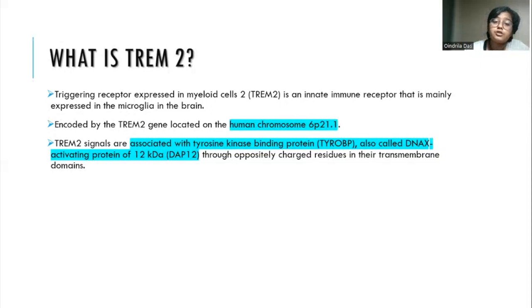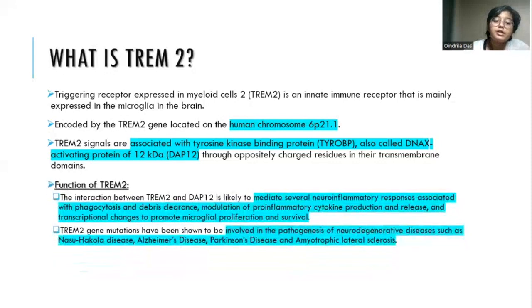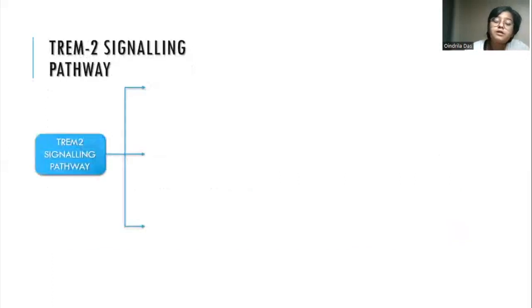It is encoded by the TREM2 gene located on human chromosome 6p21.1. TREM2 signals are associated with the TYROBP or DAP12 complex through transmembrane domains. The interaction of TREM2 and DAP12 essentially mediates several microglial neuroinflammatory and phagocytotic responses, such as debris clearance and cytokine production and release. The TREM2 gene mutations have been shown to be involved in pathogenesis of neurodegenerative diseases such as Nasu-Hakola, Alzheimer's, Parkinson's, and ALS.